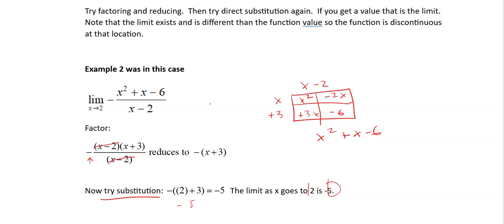So we had a case where we tried substitution. We got 0 divided by 0. We factored and reduced. If you can change the form of the expression by reducing it, which we did, we found out that, except for the domain, it's equivalent to the negative of x plus 3. Now I try substitution again. I can go back and try step 1 again.